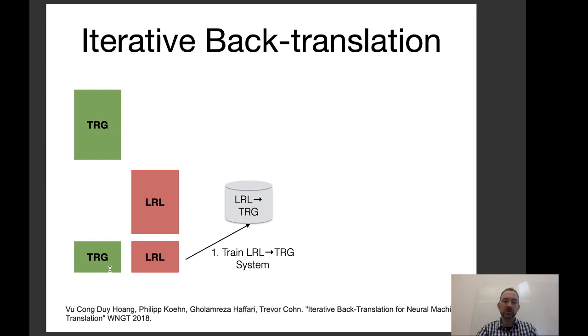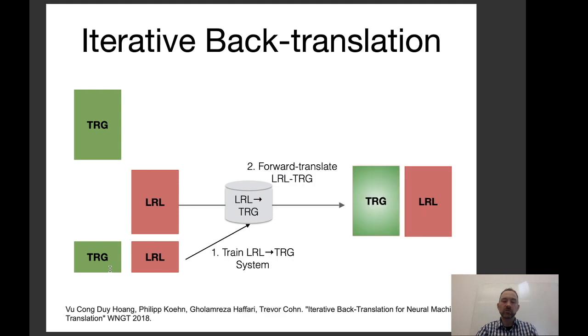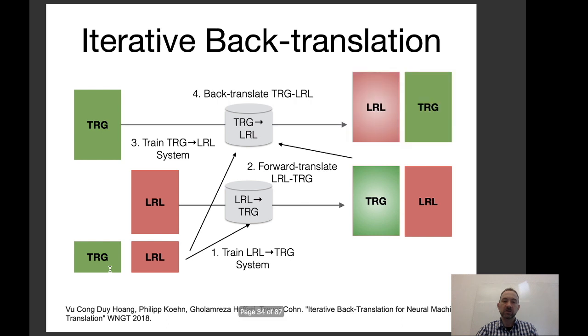And the way this works is first we train a system in the direction we actually want to translate. We train a low resource language to target system. Then we forward translate the low resource language to the target. Then we take this and our original data and we train a target to low resource language back translation system. And we use this system to back translate from the target to the low resource language.